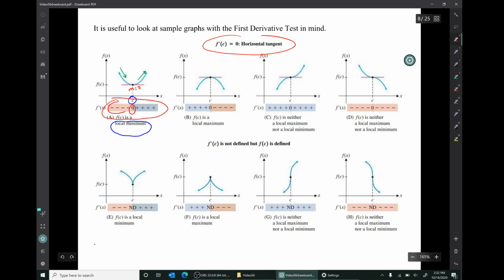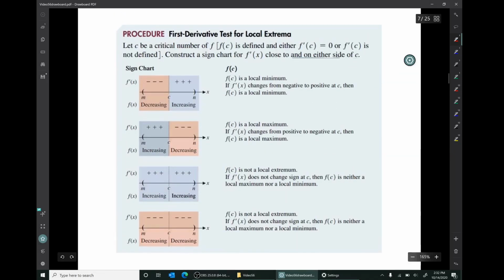The first derivative is negative to the left of x equals c. The first derivative is 0 at x equals c. And the first derivative is positive to the right of x equals c. So that tells us that at x equals c, there's a local min. So the y value is the local min. F parentheses c is the y value, and that's a local min. So that's an example of this kind of signature, this kind of result from using the first derivative test.